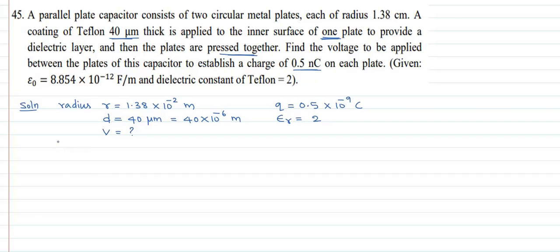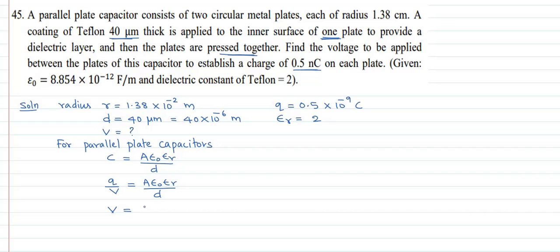Now for parallel plate capacitors, if I take the formula, C is equal to A epsilon naught, here a dielectric medium is there, so epsilon R divided by D. C is nothing but Q by V. So Q by V is equal to A epsilon naught into epsilon R by D. He has asked us to find V, so I can write this as V is equal to Q into D divided by A epsilon naught into epsilon R.